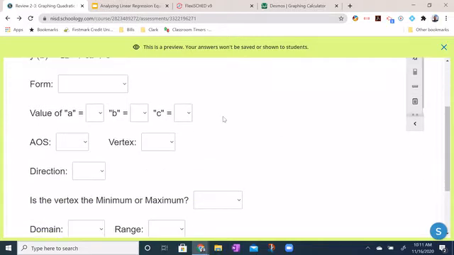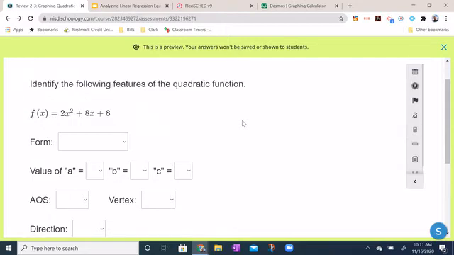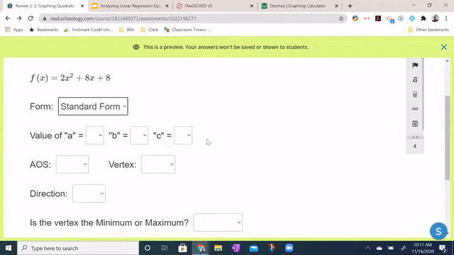Okay, identify the features. So this is the bread and butter of the test, and I'll have 3 questions just like this. First of all, what form is this in? We got a square, no parentheses, standard form. Then it wants to know the A, B, and C values. What you got to remember with standard form is that you don't have to change any signs at all. So your A value is the first one here, it's the 2, so +2. The B value is the 8, +8. And the C value is 8 also, so +8 again.